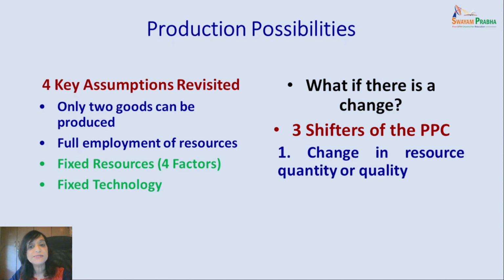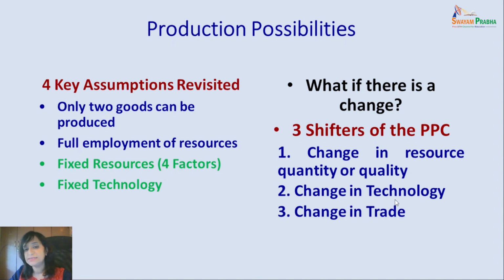What are these 3 shifters? 1. Change in the resource quantity or quality. That is, if there is a change in the number of the resources which we had earlier, or if there is a change in the quality of that resource, there will be a shift in the PPC. Second, if there is a change in technology, technical progress takes place, or if there is a change in trade, that we start trading with other nations of the world. So these three will lead to a shift in the production possibility curve.